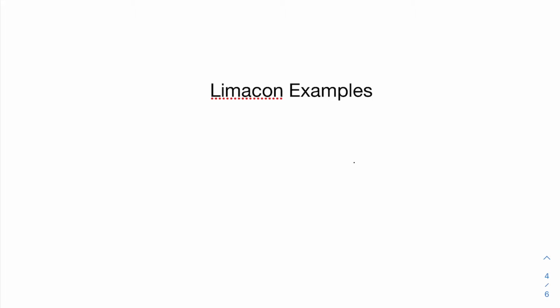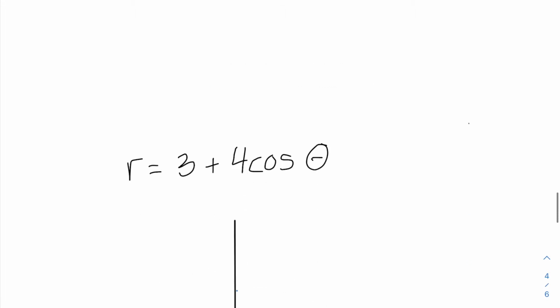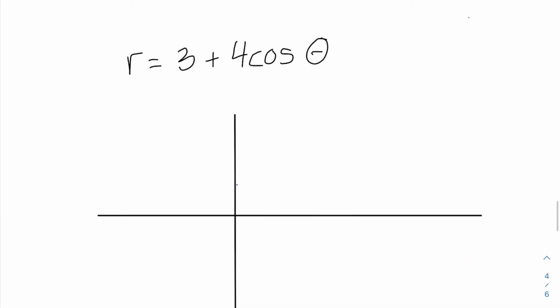In our last video we talked about the general shape of Limacon graphs when graphing polar equations. Here we're going to take a look at a couple specific examples so that we can see how the numerical values for A and B are going to impact where our intercepts occur and the more accurate and exact forming of your Limacon graphs. So let's take a look at this first example.